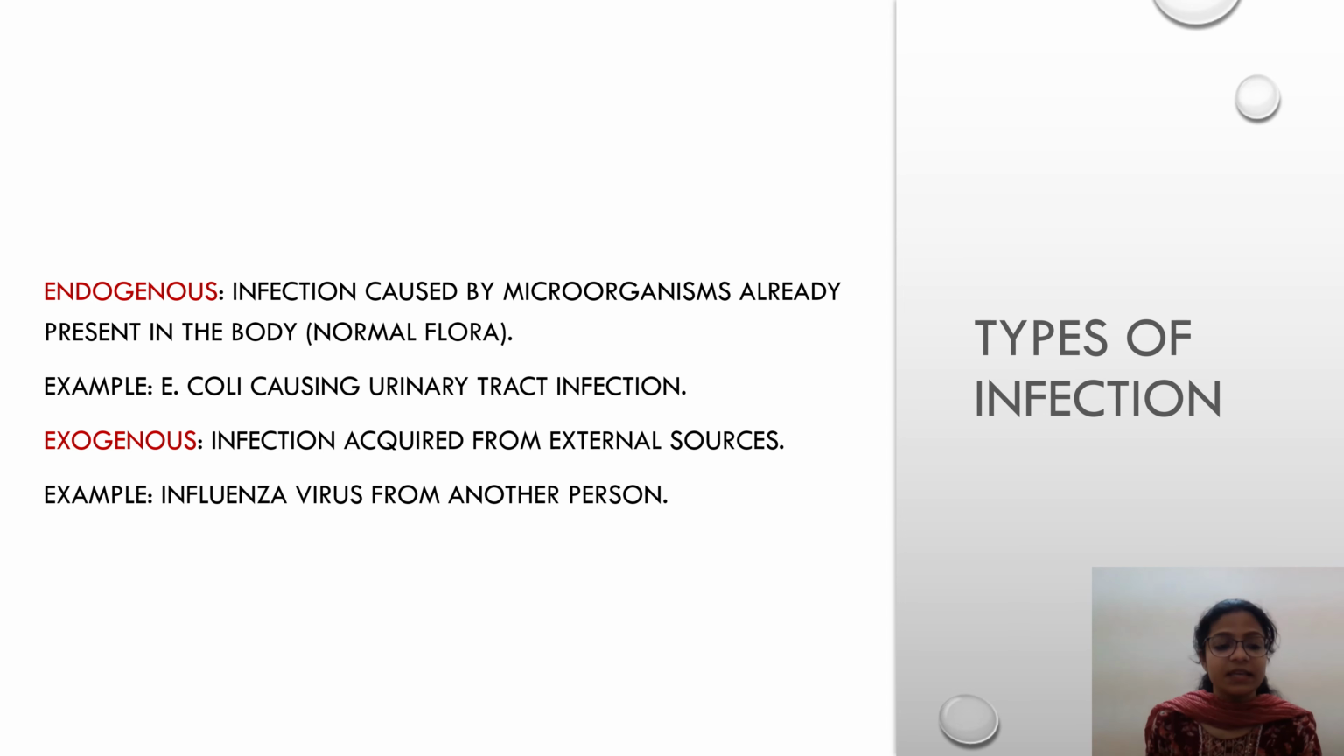Exogenous infections, on the other hand, are acquired from external sources, from outside the body. For example, influenza virus spread from an infected person is an exogenous infection. So, understanding the source of infection helps in applying the correct preventive measures.